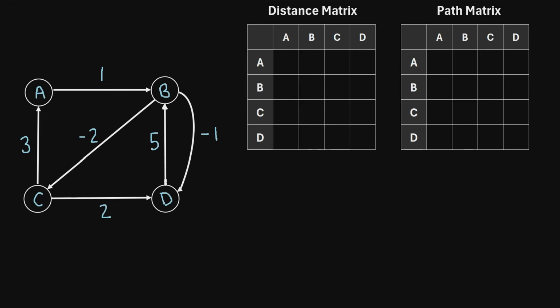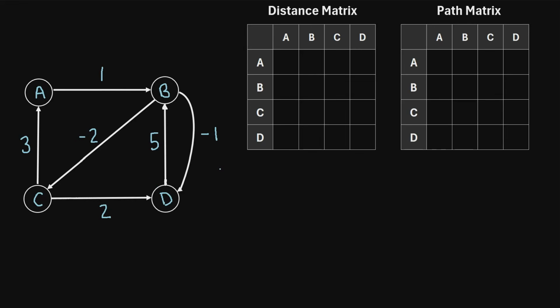You can use the Floyd-Warshall algorithm to find the shortest path between all pairs of nodes in a graph. So to see how to use this algorithm, let's jump right into an example. Let's say we have this graph here with nodes A, B, C, and D, and we want to know the shortest path to get between each pair of nodes in the graph.